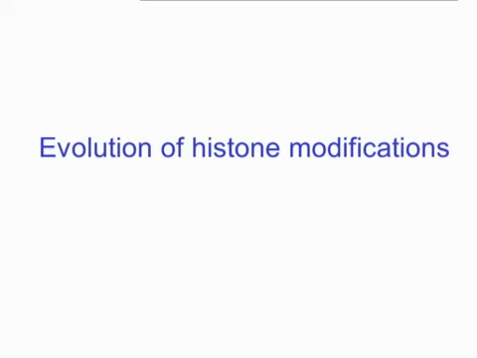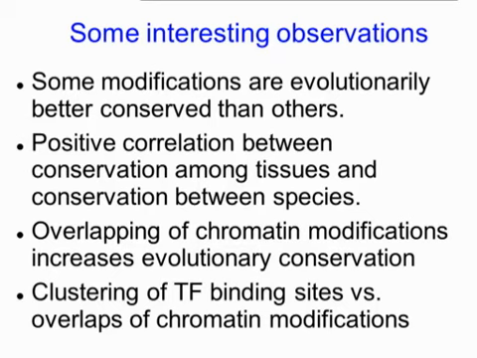Now let's go into evolution. I would like to first summarize some of our observations. Some modifications are evolutionarily better conserved than others, and there is a positive correlation between conservation among tissues and conservation between species. Overlapping of chromatin modifications increases evolutionary conservation. Then I'll talk about the relationship between clustering of transcription factor binding sites and the overlap of chromatin modifications.